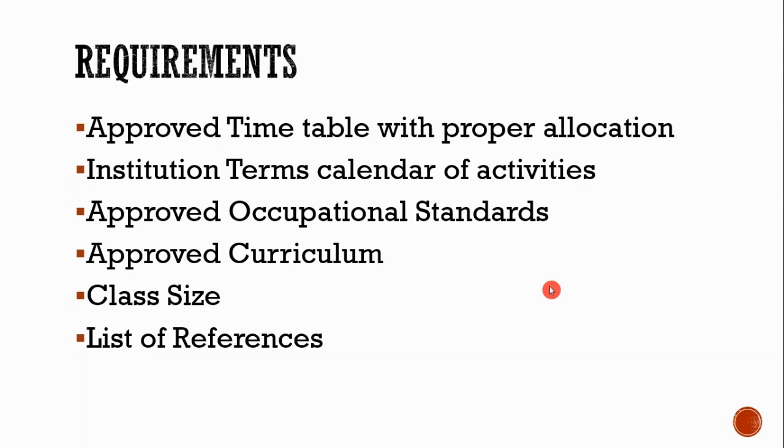Another requirement that you need to have is the institution's term calendar of activities, which is a very, very important document because it affects your planning. So the calendar of activities usually captures the number of weeks that you need to train for that term. It also focuses on holidays, and if there are special activities within the institution that are going to affect teaching and learning. Could be graduation or any other activity. When are you going to do CATs, in which week? So that is outlined in the term's calendar of activity, and it's very important that you have that copy.